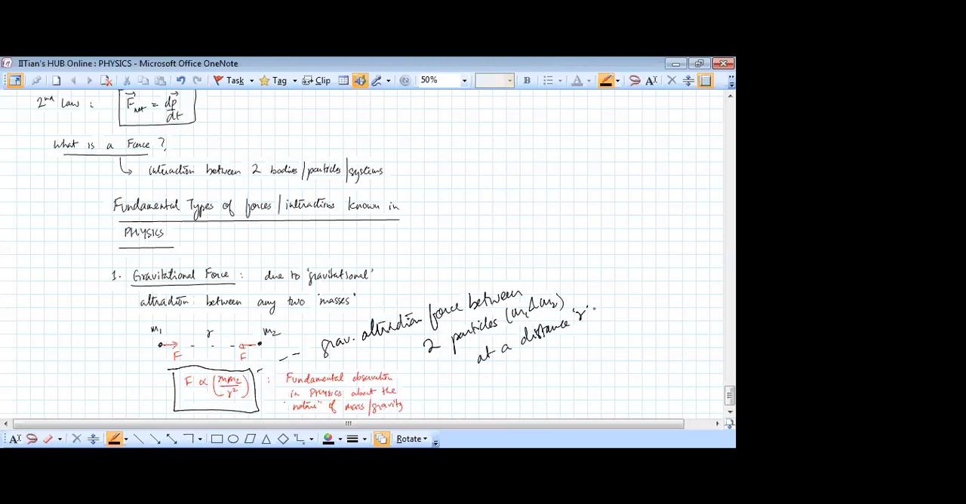Capital G is called the universal constant of gravitation, and that is the constant of proportionality. That is correct, Sumit. Okay, so in fact, this becomes, where capital G is the universal gravitational constant. But we don't need to get into all this right now because this will be a later chapter.